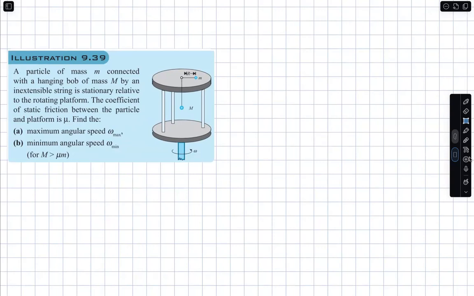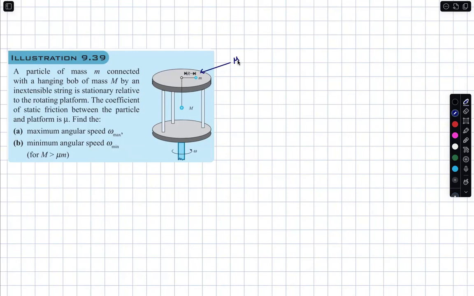The coefficient of static friction between the particle and the platform is mu. Find the maximum angular speed and the minimum angular speed. I am still confused why. Here, notice that you have friction. There is friction.